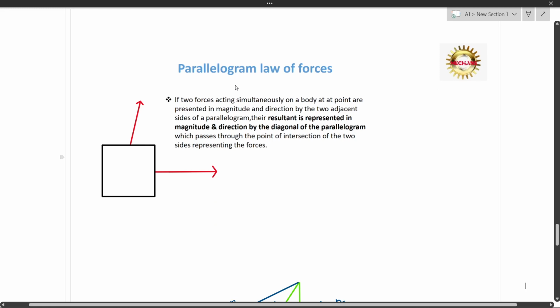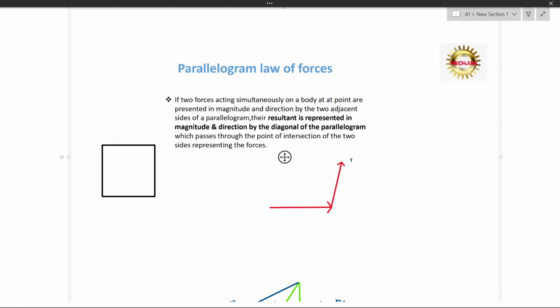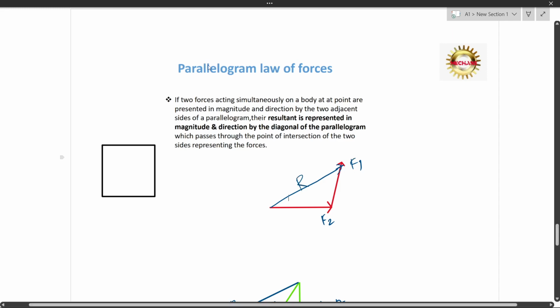I'm going to apply this law to this body. Here two forces are acting on it. I'm going to take the forces here for easy calculation. If this is F1 and this is F2, the resultant would be this one. This is what is defined in this law.